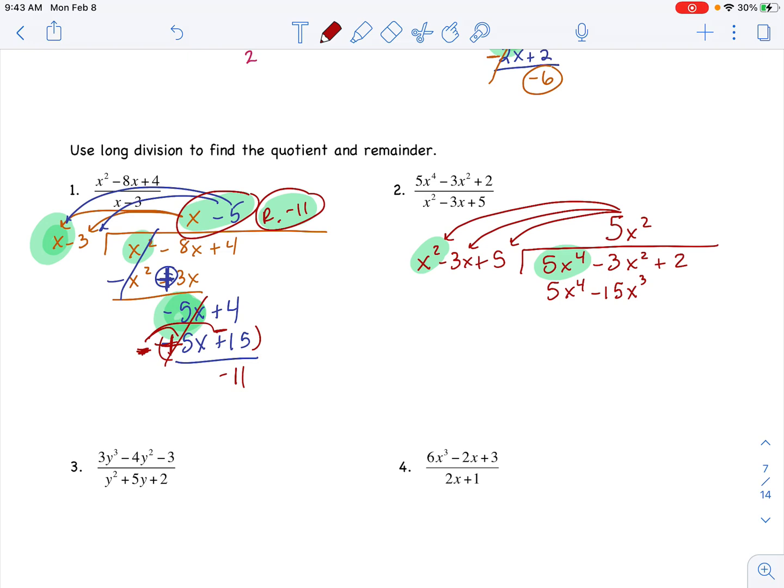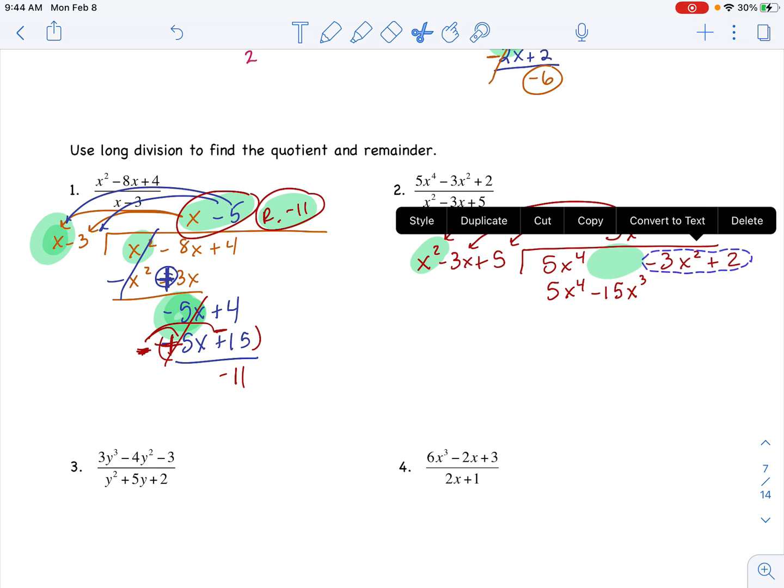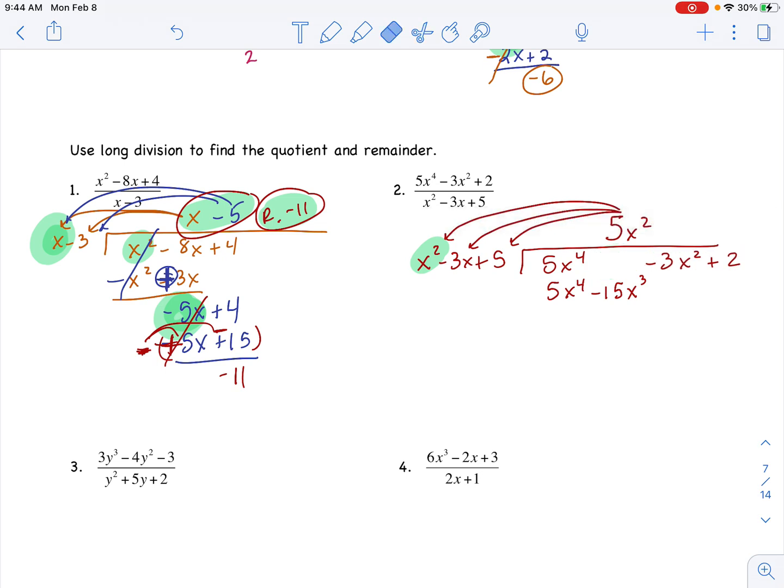Oh, wait a second, that's not lining up. Why not? Because I need to put placeholders in. So this is one where I'm going to have to move some stuff around here a little bit. Okay, so I'm going to move that over. And I need to put in a plus 0x cubed placeholder.